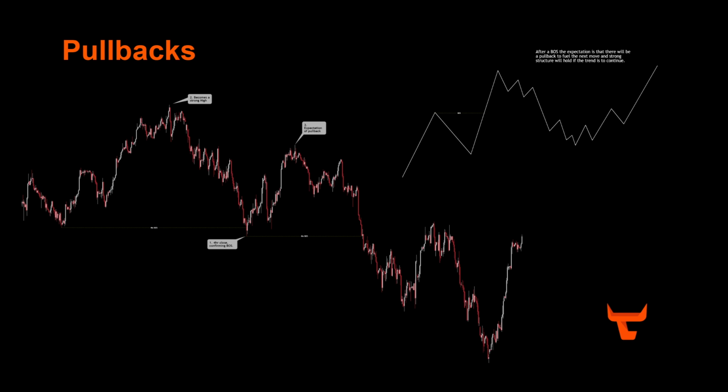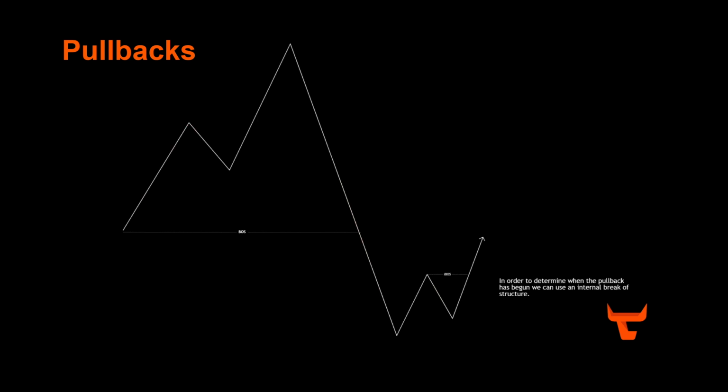So how do you know when the pullback has begun? Well, I personally use something known as internal break of structure. It follows the same rules as break of structure, but with important distinctions. It must also be said that whether a pullback has occurred or not is subjective, but I personally prefer this method as it keeps my rules consistent and mechanical.